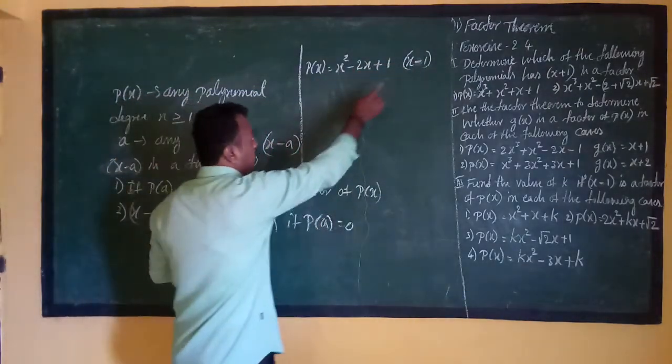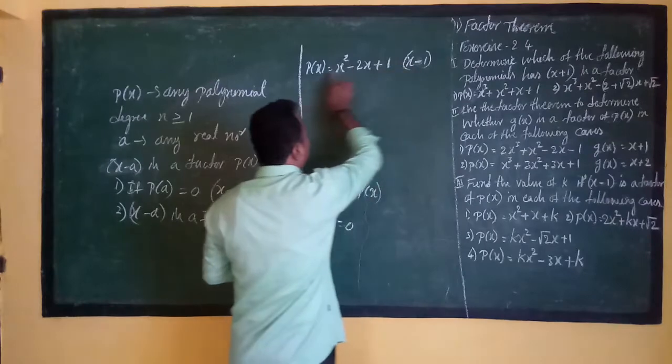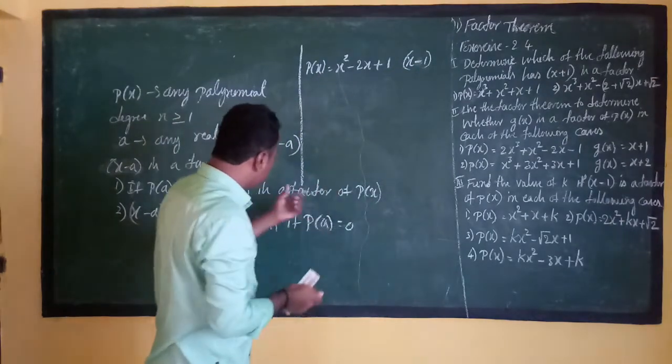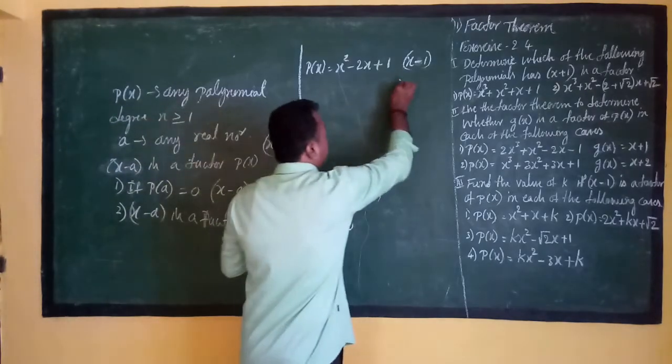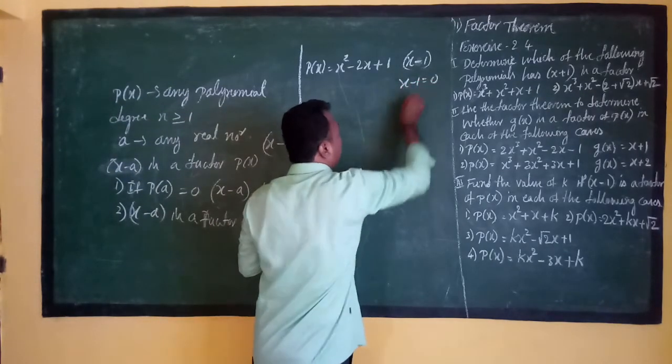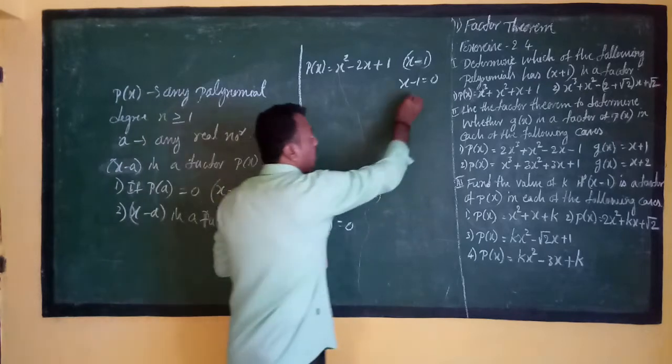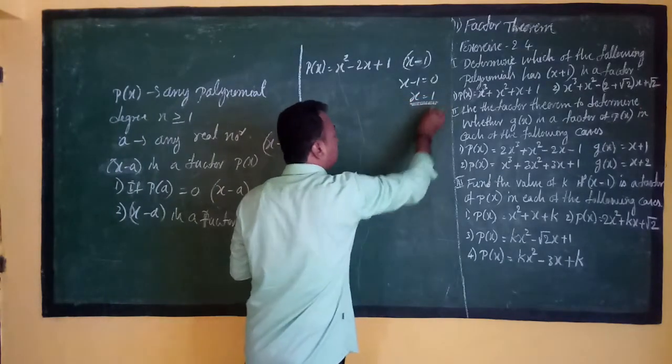Okay, let us check it. x minus 1 is a factor of p of x when p of a becomes 0. Correct? Yes, let us check it. That means we equate x minus 1 to 0 and calculate the x value. x becomes plus 1.